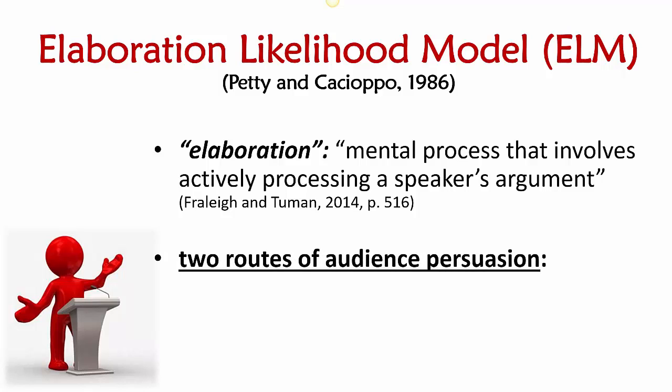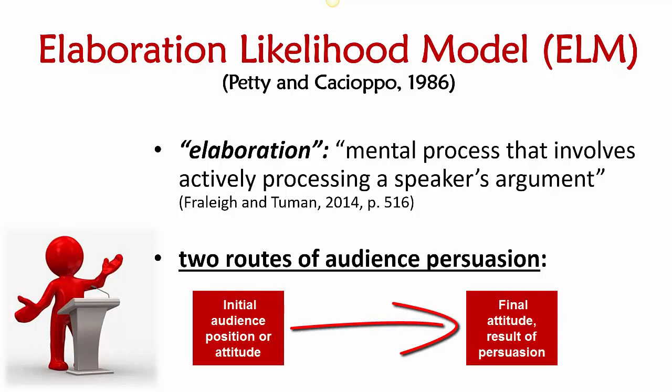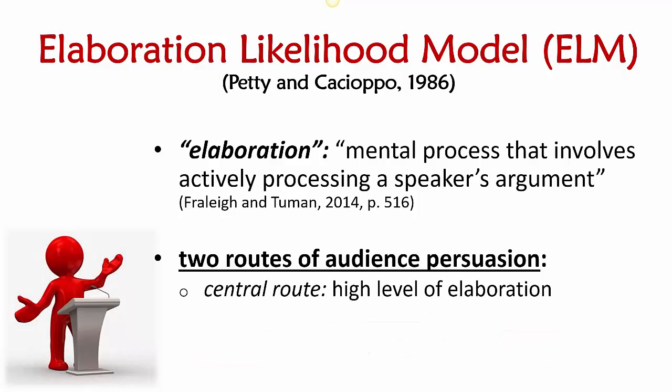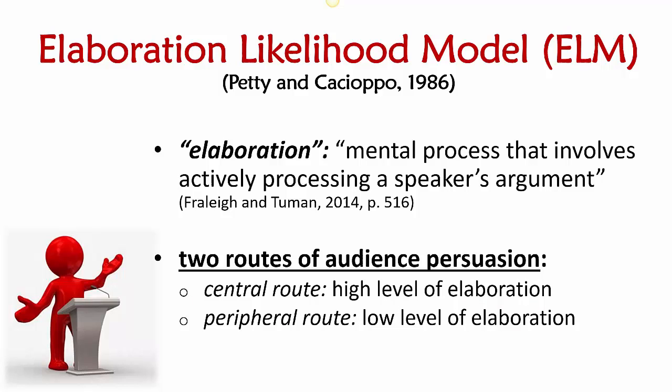So, according to this theory, there are two possible routes of audience persuasion. What Petty and Cacioppo essentially mean by routes of persuasion are two possible pathways that move the audience from where they start to where they ultimately finish as a result of the communicator's influence. Those routes include the central route, which involves a high level of elaboration, and the peripheral route, which involves a low level of elaboration.